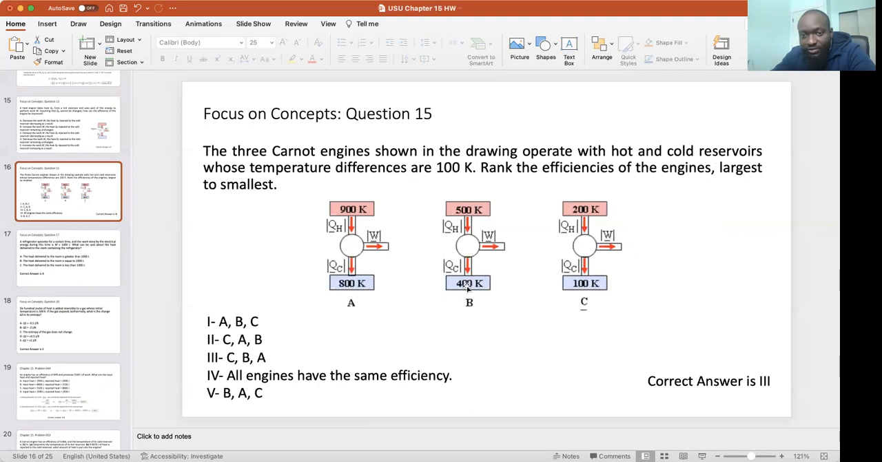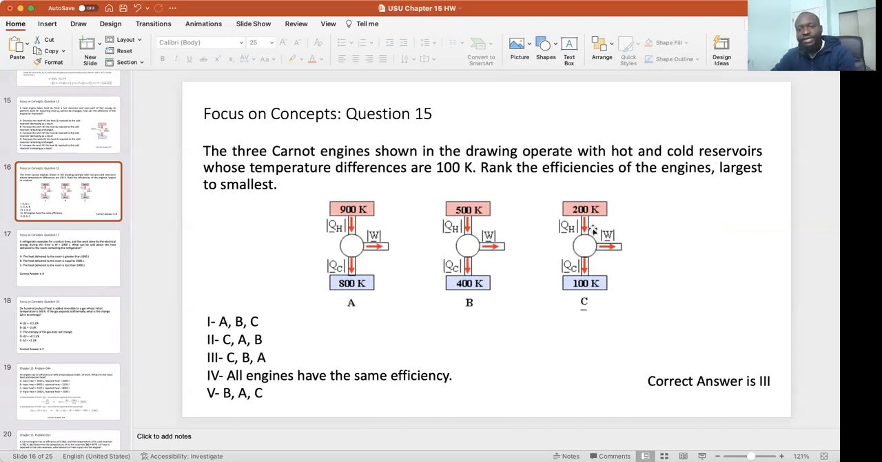But this one is losing almost everything to the cold reservoir, and only 1/5 of the initial temperature in the hot reservoir is going to work done. So this one has half going to work done, this one has 1/5, and this one has like 1/9 going to work done. So C is the one with the highest efficiency, followed by B, followed by A. So the correct answer is 3 right here.